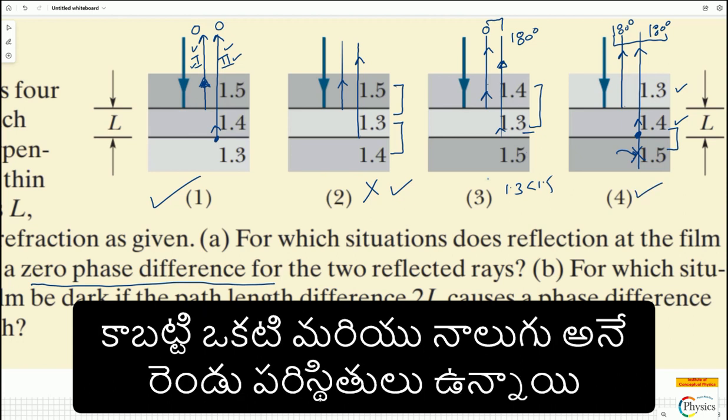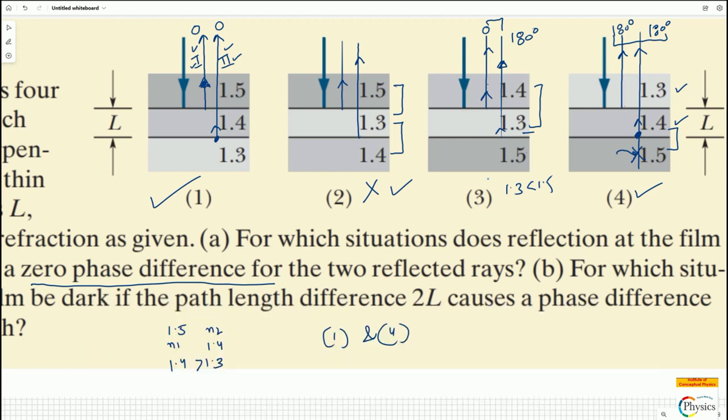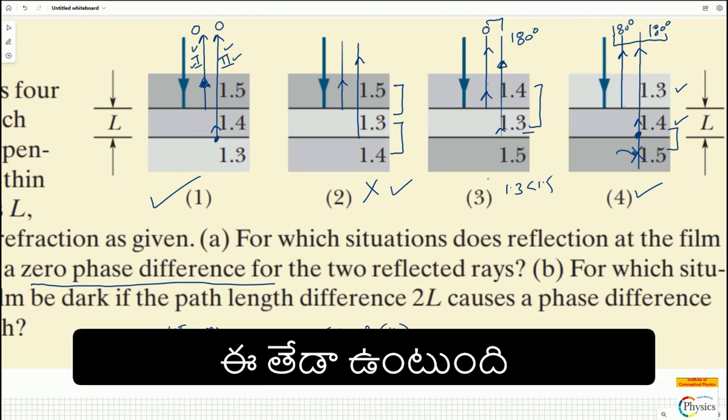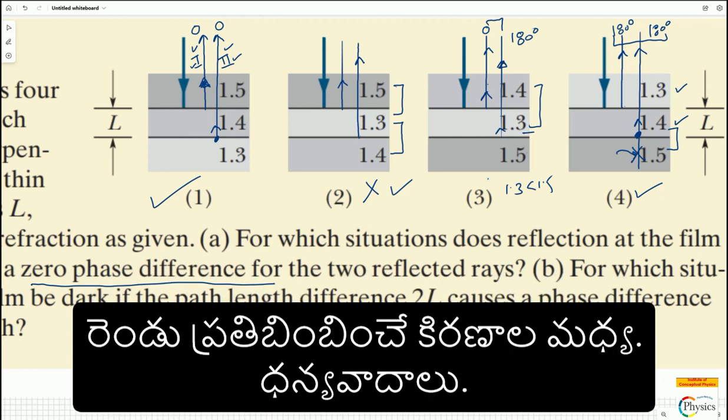So 1 and 4 are the two situations where, despite the two reflections happening, zero phase difference will be there between the two reflected rays.